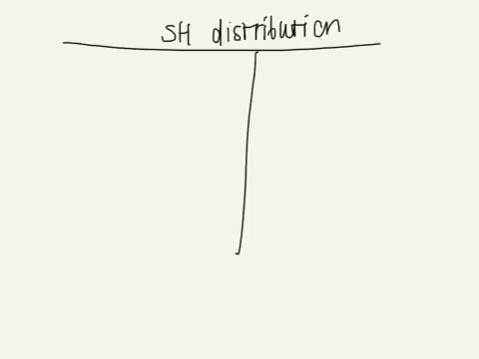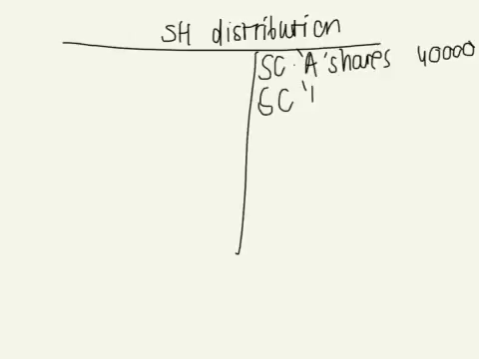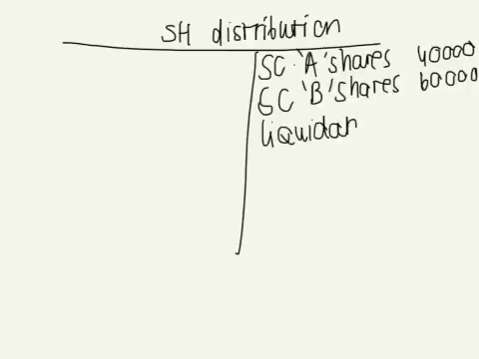Okay, first of all, the two share capital accounts are transferred to the shareholders distribution. So that is our share capital for the A shares of 40,000. Then our share capital for the B shares 60,000, as well as the surplus from the liquidation account 78.